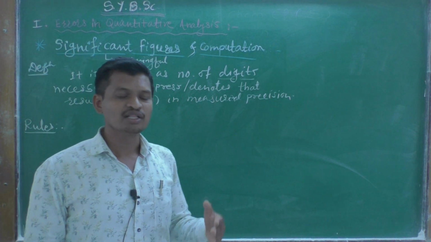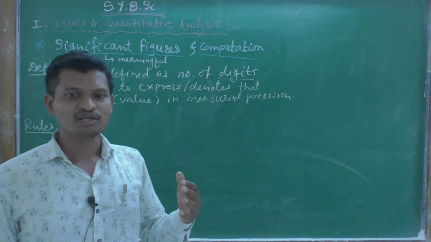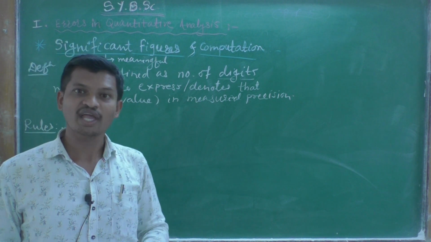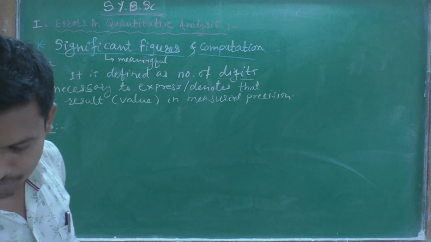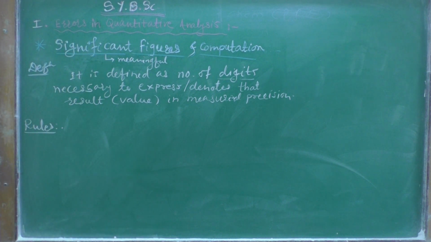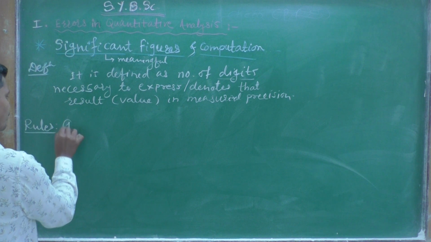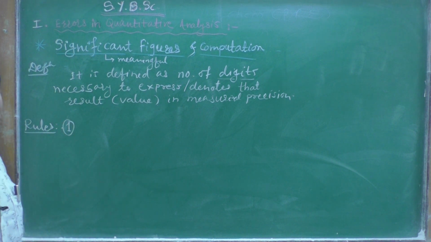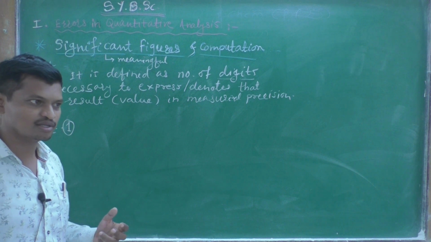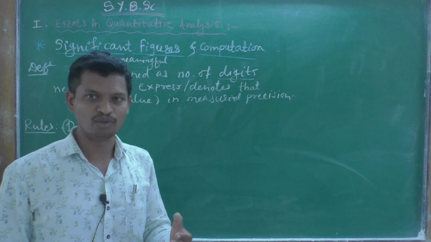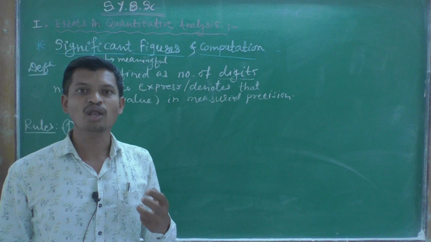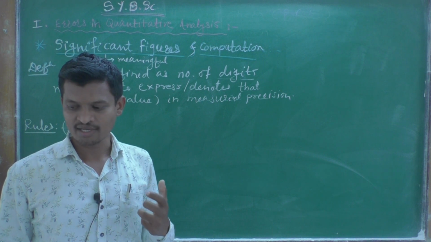We will see the rules necessary to identify the significant figures of any number. So the first rule is very simple. All non-zero numbers in non-zero values are significant.